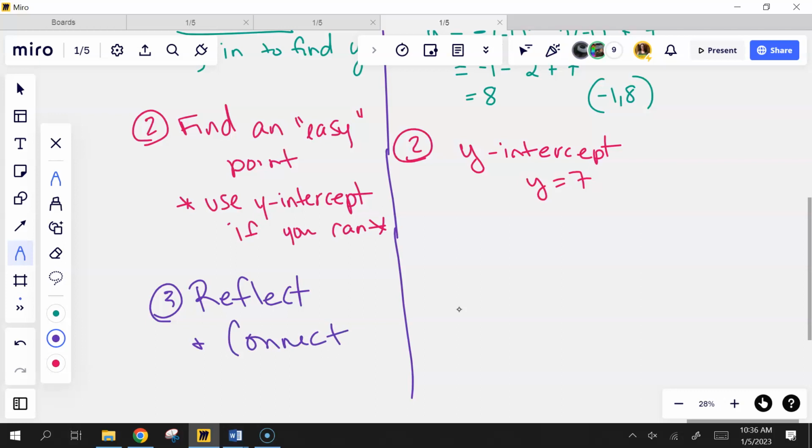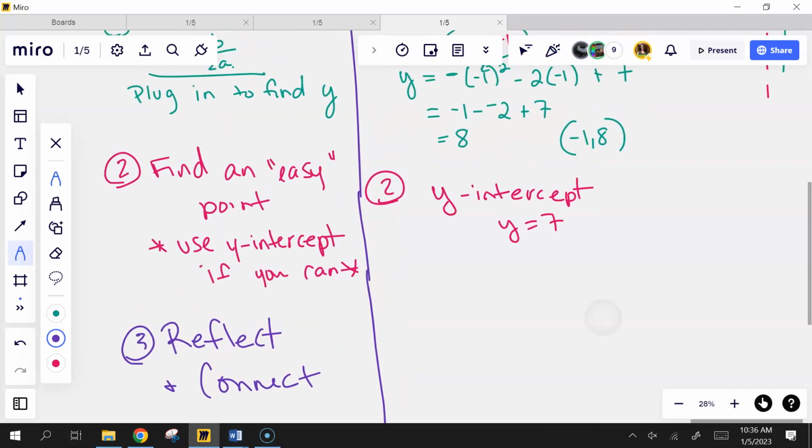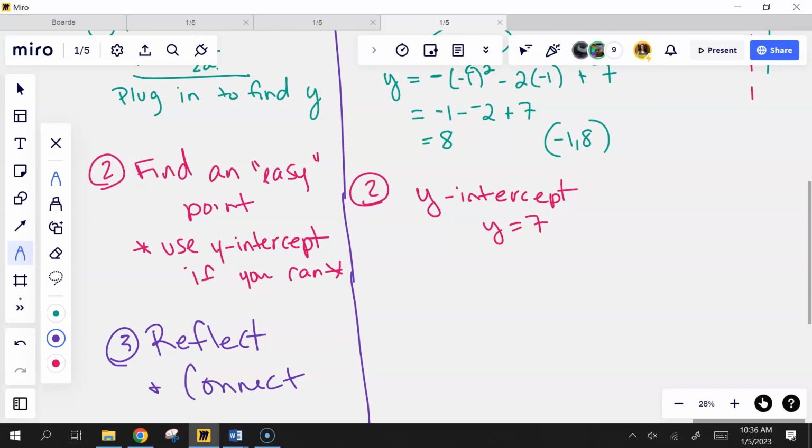Reflect and connect. Isn't that a cool step? Reflect and connect. It's the last one. I coined that phrase though. Wait till y'all do your raps and your songs and stuff. I can't wait.